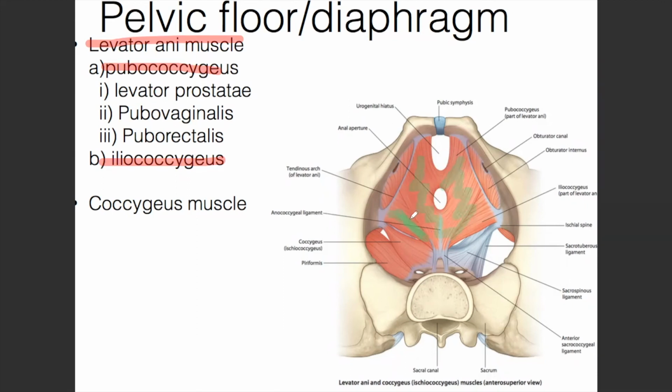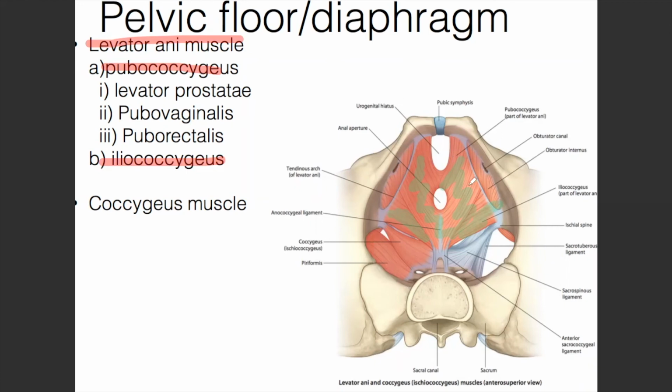This one is the pubococcygeus, while this one is the iliococcygeus. Their origin is along the pelvic rim, so from the pubis, from the tendinous arch of the obturator fascia, and from the inner surface of the ischial spine, but that is not as important. And their insertion depends. It slings along one of those.